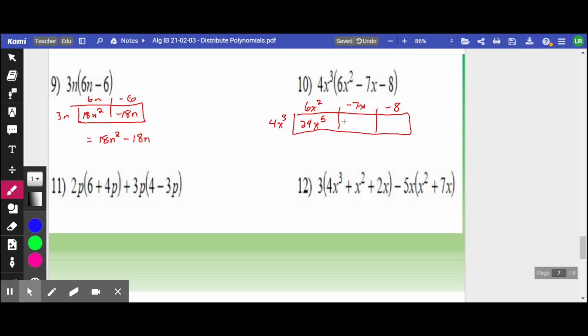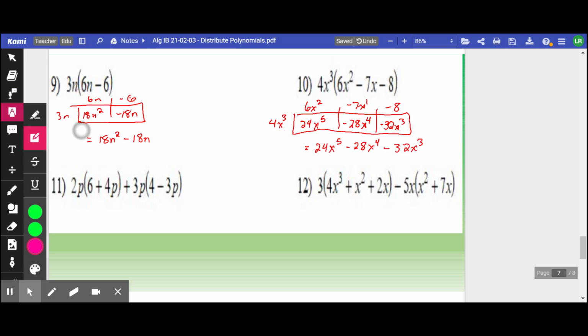4x to the third times negative 7x. 4 times negative 7 is negative 28. X to the third times x to the first is x to the fourth. Then 4x to the third times negative 8, that would be negative 32, x to the third. None of these are like terms, so I just write them down in standard form. 24x to the fifth minus 28x to the fourth minus 32x to the third. Okay, so those are the first two.